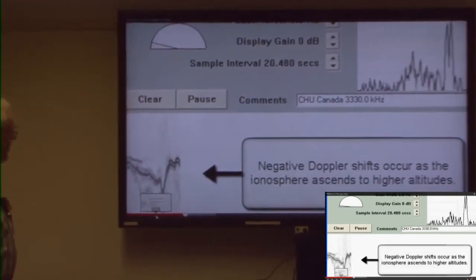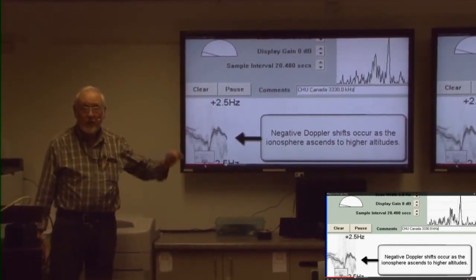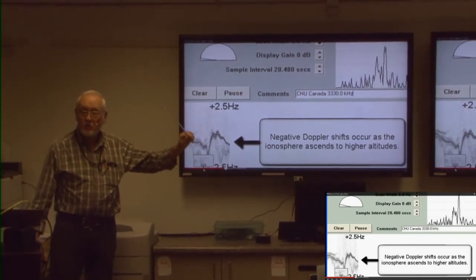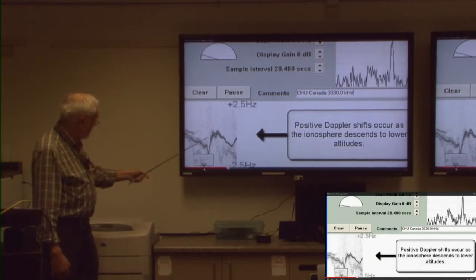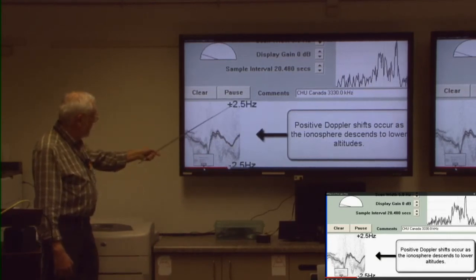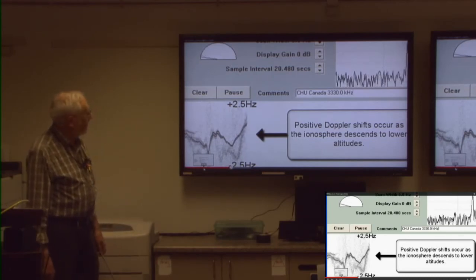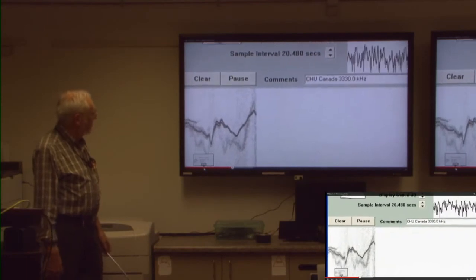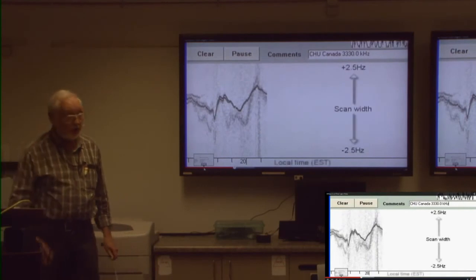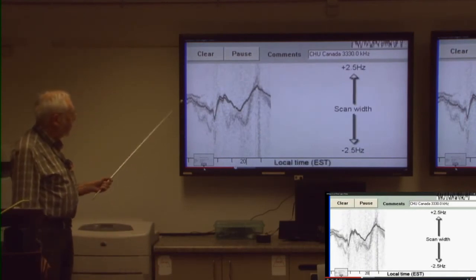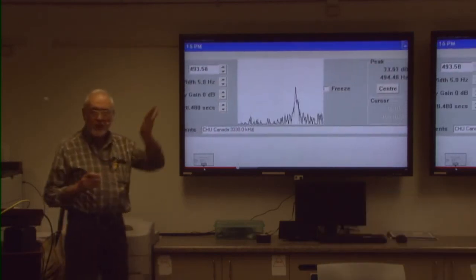And it's changing in frequency because it's measuring the Doppler shift of the ionosphere as it moves up and down or becomes more or less ionized in real time. And it's plotting it over a bandwidth of 2.5 to minus 2.5 hertz. So you can measure the height, because you know how long it takes to go up and come down again, but that's not what this is doing. This is measuring the Doppler shift. This is the place at which you would say refraction is taking place.